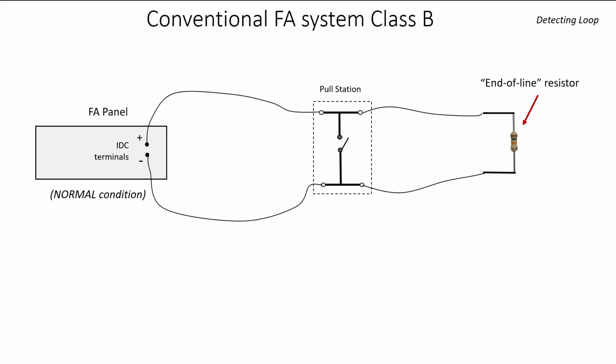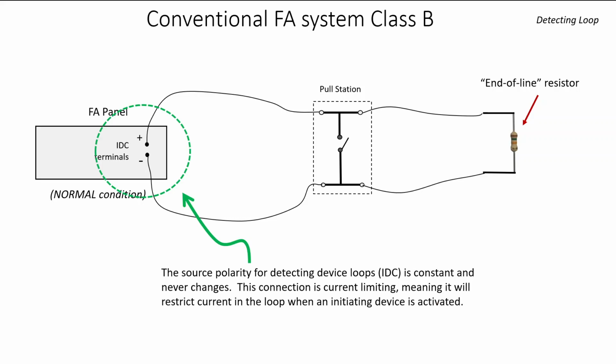Here's an example of the connections for the IDC loop of a single pull station, and you'll notice at the far end an end-of-line resistor. Now it's important to understand that for an IDC loop at the fire alarm panel, the source polarity is constant and never changes. This connection is current limiting, meaning it will restrict current in the loop when an initiating device is activated. And we can see here the initiating device is actually in parallel with the source, positive and negative side of the source, which will cause an increase in current.